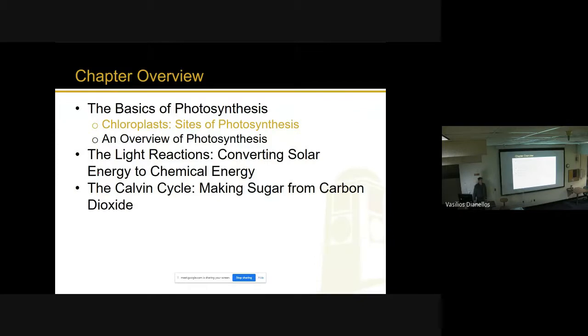Chloroplasts. This is where it all happens. This is the test question. Someone's going to get it wrong, and it's going to break my heart because I always put it on there hoping that it's an easy question. The question will say something like, which one takes place in mitochondria? Which one takes place in the chloroplast?